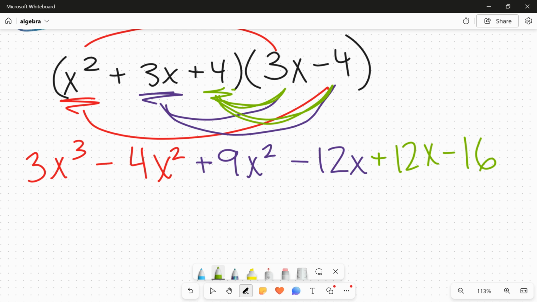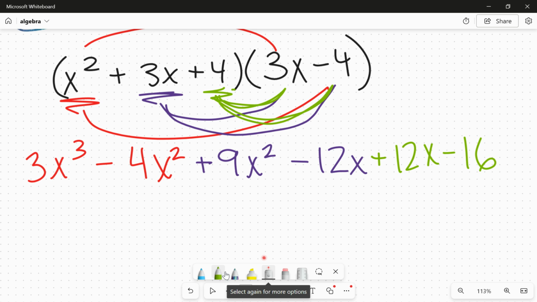So what I did here differently is that I selected each term, so the x squared, the 3x, and the 4, each have to be distributed to every term in the other group. And I could do this the other way. I could say 3x and multiply it by the 4, the 3x, and the x squared. And then negative 4, multiply by the 4, the 3x, and the x squared. It doesn't matter. It's your preference, but you should get the same answer either way.